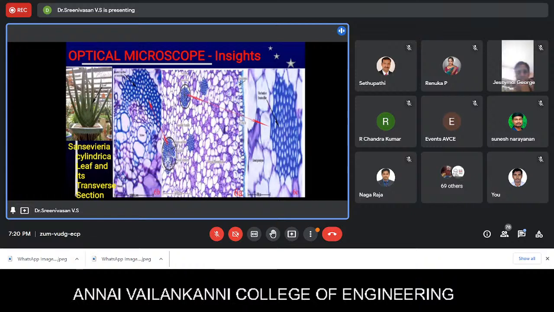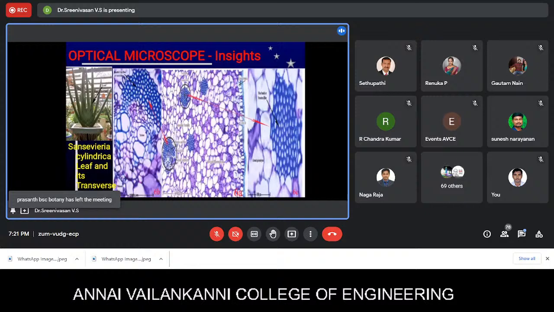From the leaf of the plant, I have extracted the fiber, and after extracting the fiber, I have identified some size differences in the fiber. So due to that, I have gone for microstructural analysis. In my microstructural analysis, I have utilized the optical microscope for viewing the cross-sectional view of the leaf of the Sansevieria cylindrica plant here.